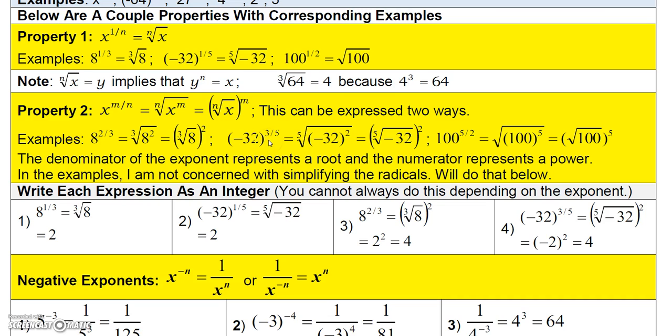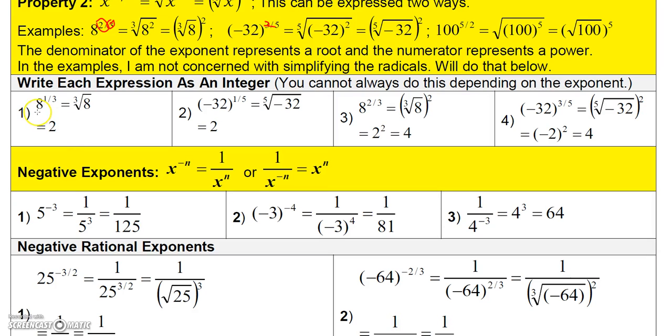And then if you have negative 32 raised to the 3/5, that would be the 5th root of negative 32 raised to the, I'm sorry, that should be a 2 right there, 2/5. So let me correct that real quick. Negative 32 to the 2/5 would be the 5th root of negative 32 quantity squared, or the 5th root of negative 32, and have the entire radical squared. And then one more, 100 to the 5/2 power would be the square root of 100 to the 5th, or the square root of 100 to the 5th power. Now, what you might notice is that when we do these rational exponents, the denominator of the exponent represents the root, and the numerator of the exponent represents the power.